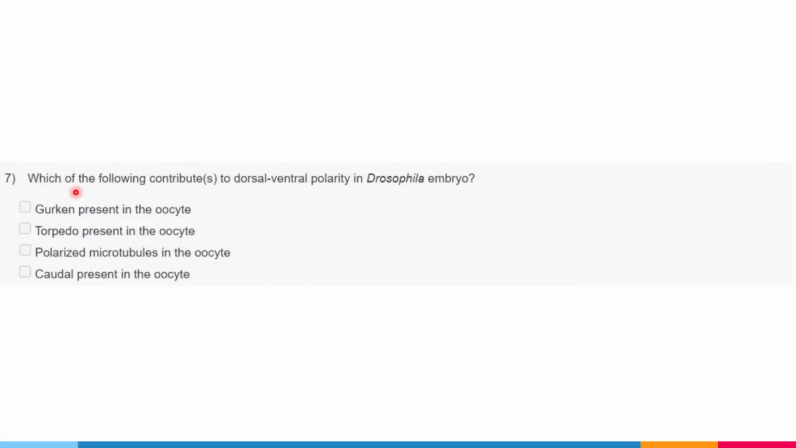So the next question is, which of the following contributes to dorsal ventral polarity in the Drosophila embryo? The options are Gurken present in the oocyte, Torpedo present in the oocyte, polarized microtubules in the oocyte, or Caudal present in the oocyte. This is a box type of answer, so more than one option is correct. Which of the following contribute to the dorsal ventral polarity? This is what we just discussed. Does anyone want to try and answer this?